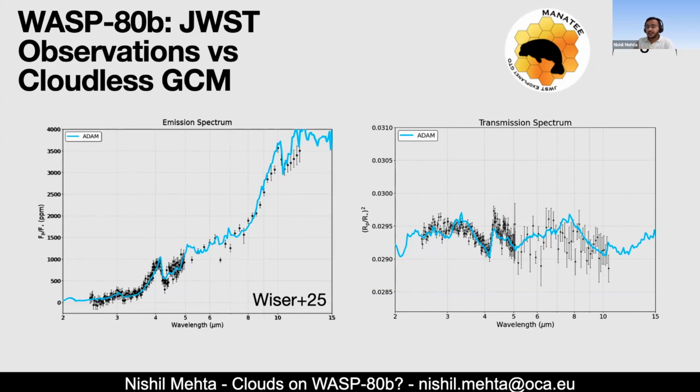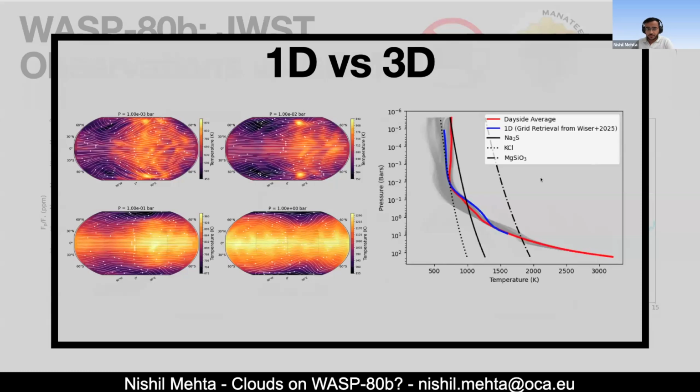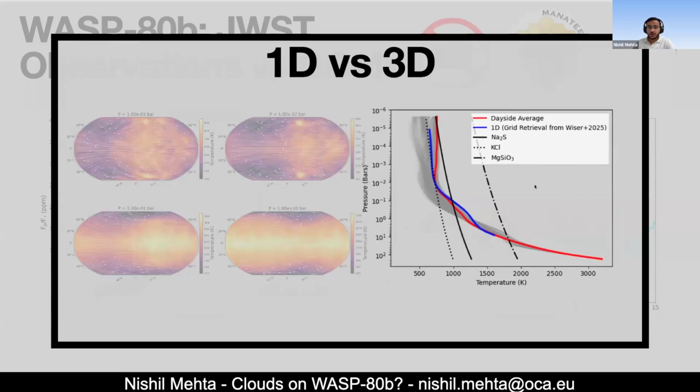Now, there was a 1D study for WASP-80b done by Weiser et al. 2025. And when we compare the 1D and 3D, the 3D gave us the thermal structure of the planet at different pressure levels, which is shown on the plot on the left. In the plot on the right, I have compared the 3D PT profile and the 1D PT profile. These profiles look very similar, but there are subtle differences which we'll dive into.